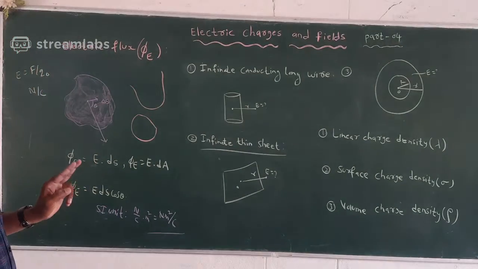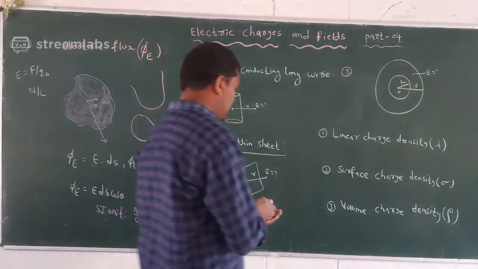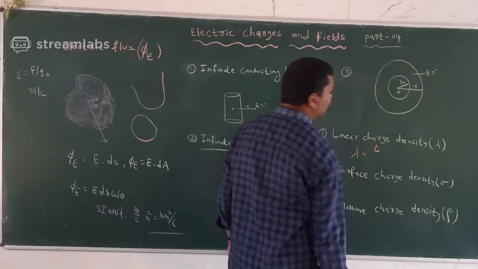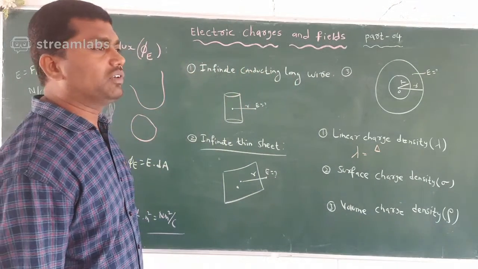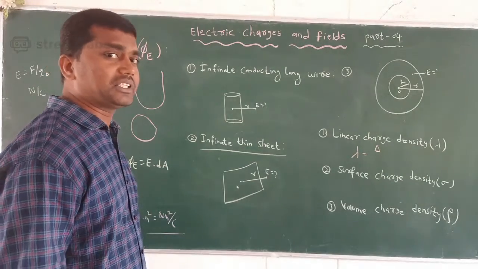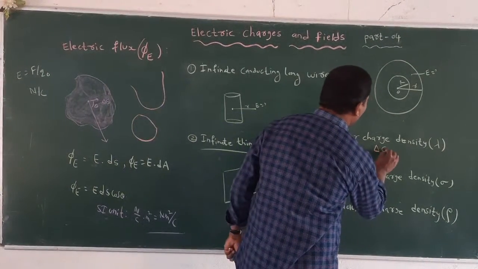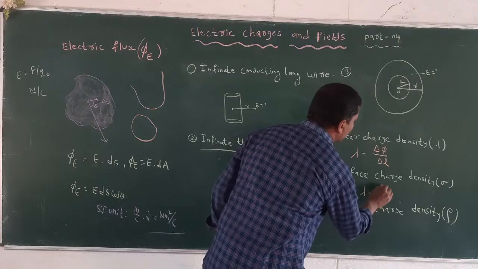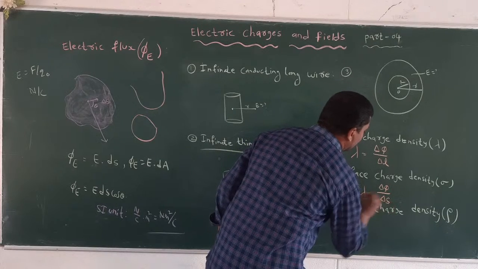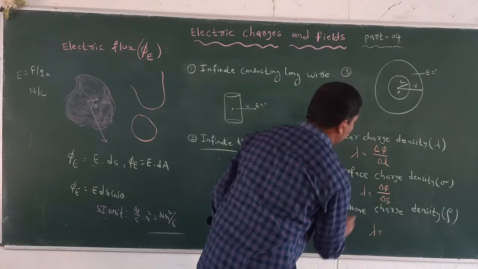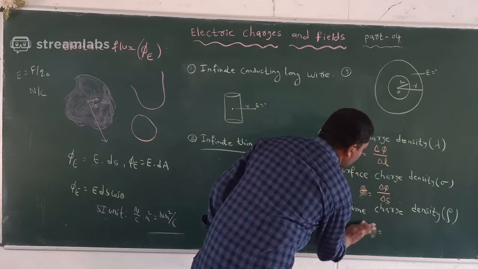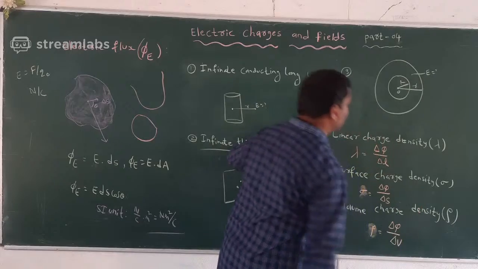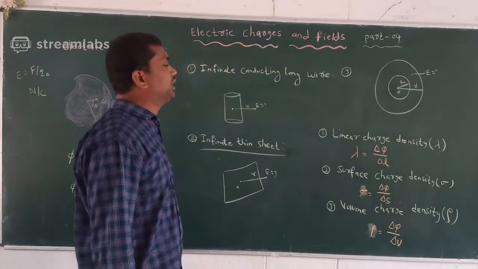as well as volume charge density. So I can write the definitions of these three equations. The first one is lambda is equal to delta Q by delta L. The second one is sigma is equal to delta Q by delta S. And the third one is rho, volume density, is equal to delta Q by delta V. So we can observe these equations. First one is lambda is equal to delta Q by delta L.